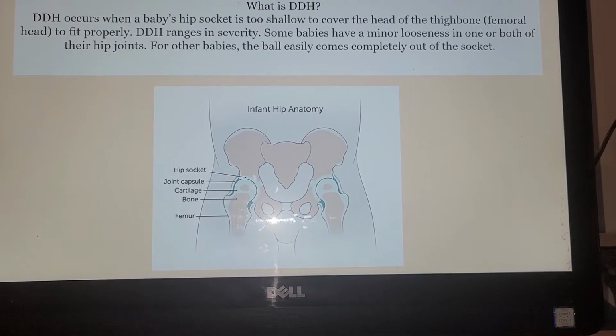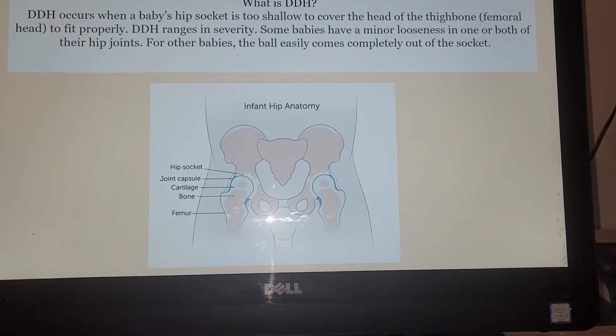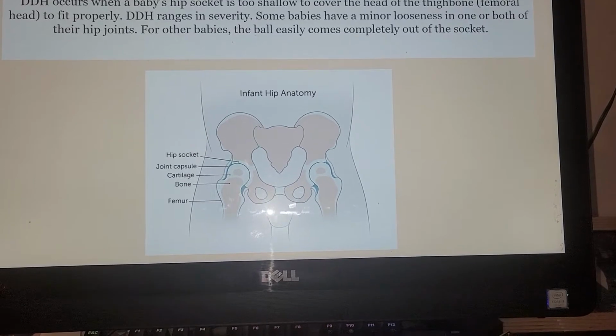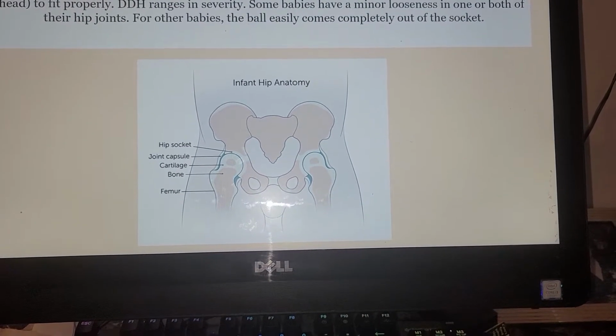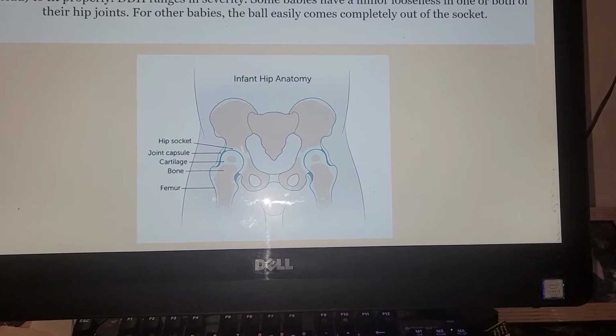Some babies have minor looseness in one or both of their hip joints. For other babies, the ball easily comes completely out of the socket. So here's a picture of the anatomy. There's the hip socket, the joint, the cartilage, the bone, and the femur going into the hip socket.